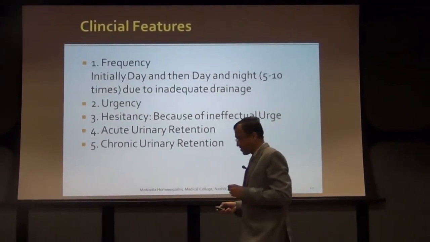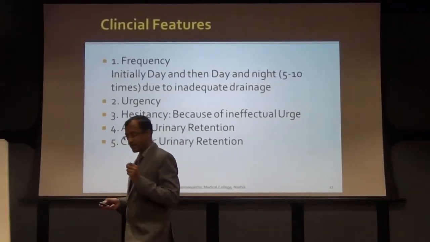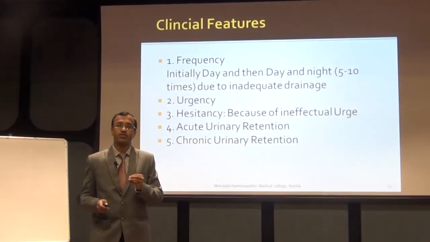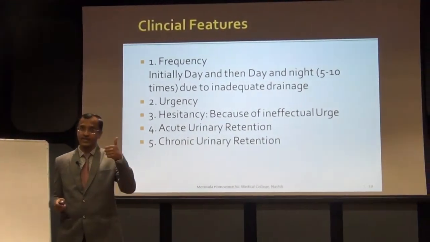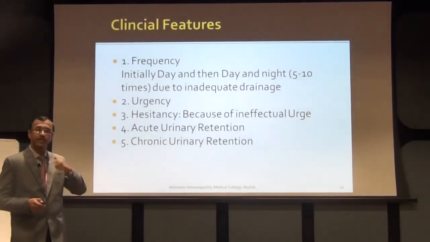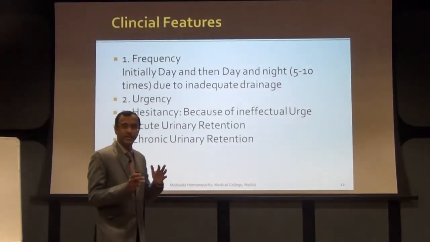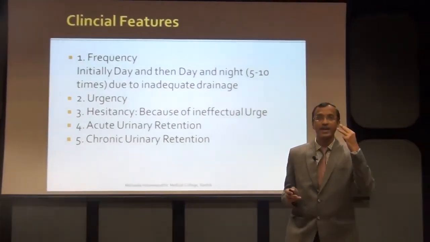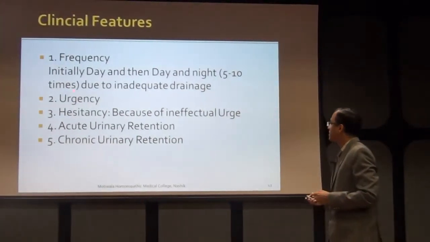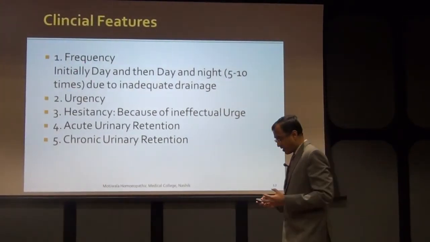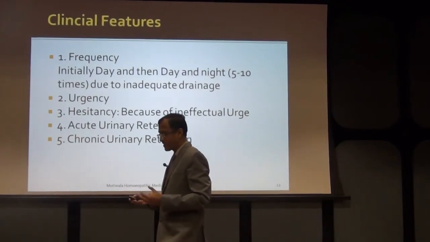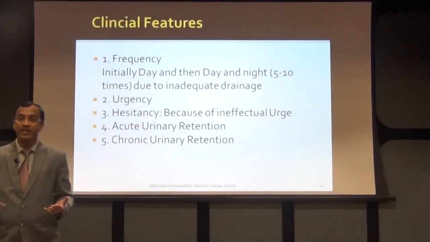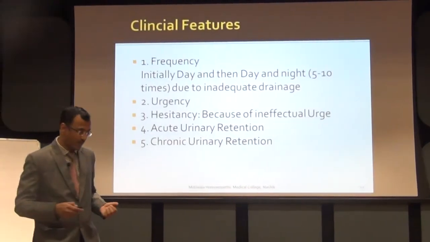Now the clinical feature here is the triad. The key triad in benign prostatic hypertrophy will be related to frequency, urgency and hesitancy. It is very easy to remember: frequency, urgency and hesitancy. Elderly people, maybe above the age of 50, 60, 70 years, come to you and share that they are having frequent urination.